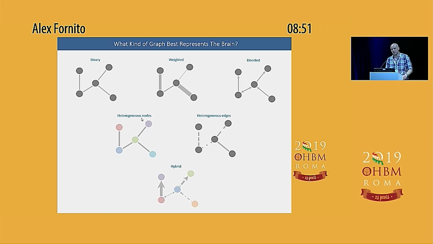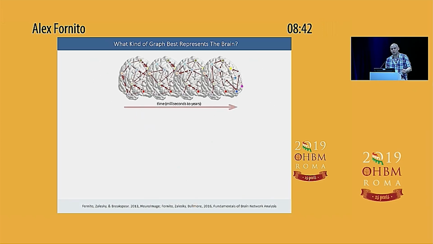So really what we're talking about is ideally we'd have some kind of hybrid. We'd have a directed, weighted network that has heterogeneous nodes and edges. And this network would also evolve through time, right? So functionally, networks evolve over scales of milliseconds to minutes, structurally over longer time scales. So we'd ideally try to represent that in some form, and Sarah Muldoon will talk about ways of doing that later today.